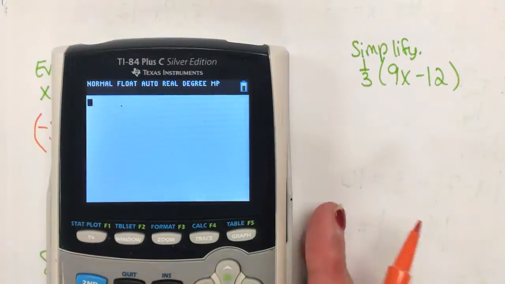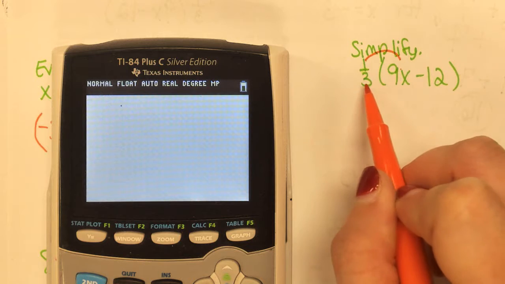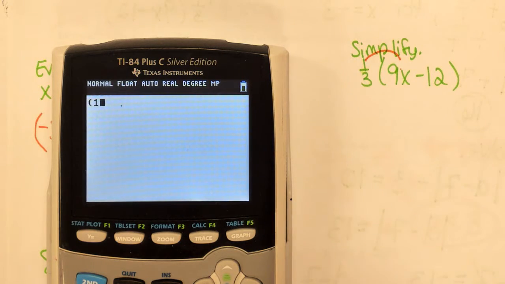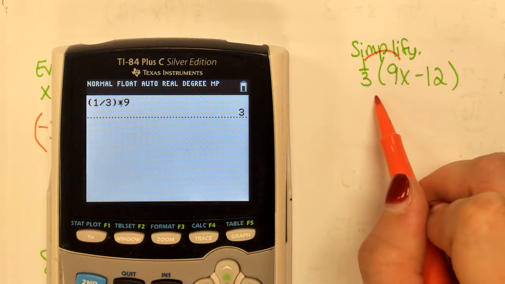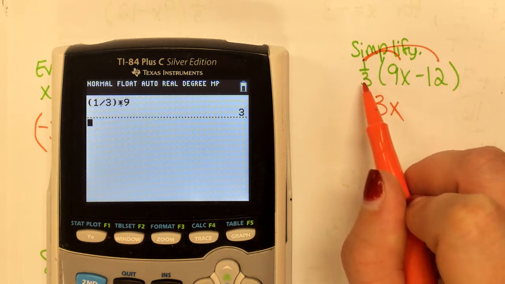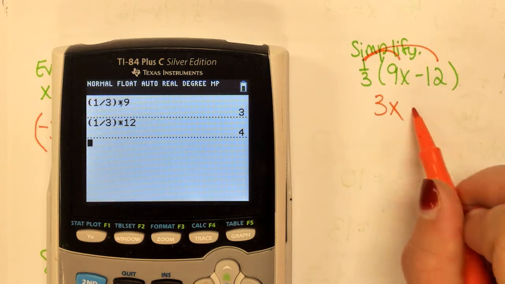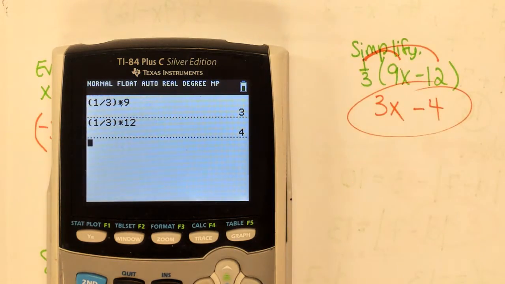All right, so you do this one of 2 ways. You either know that this is just 9 divided by 3, or you can use your calculator. 1/3 times 9, what do you get? 3. There you go. You know that this is either 12 divided by 3, or you can do 1/3 times 12. What do you get? -4. There you go. Okay?